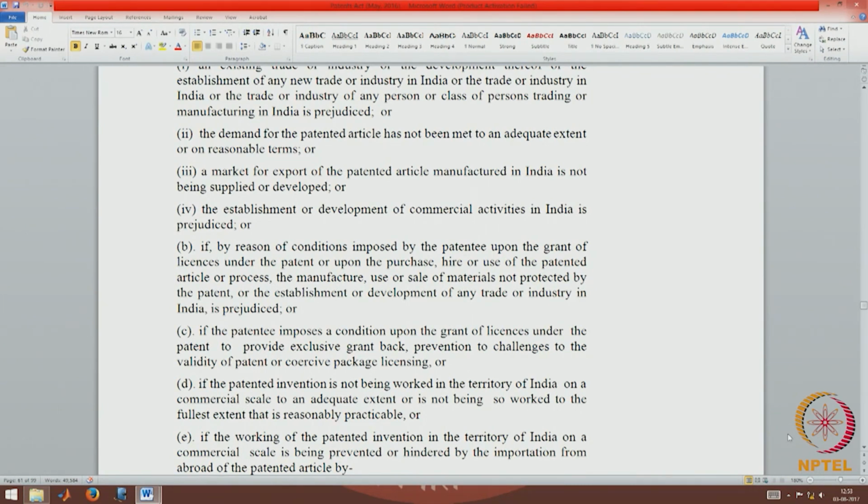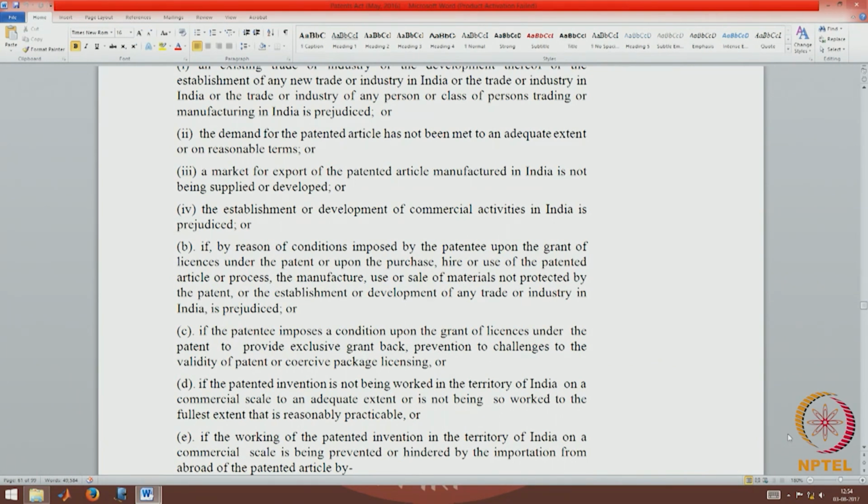Package licensing is you cannot buy a single product, you will have to buy a package and the entire package will be licensed. There is no ability for the person to pick and choose patents, the patents are given as a portfolio. Now, in all these cases it can be deemed that the reasonable requirements of the public is not met. Technically these are considered as matters that come under competition law, but they also figure in the Patents Act.